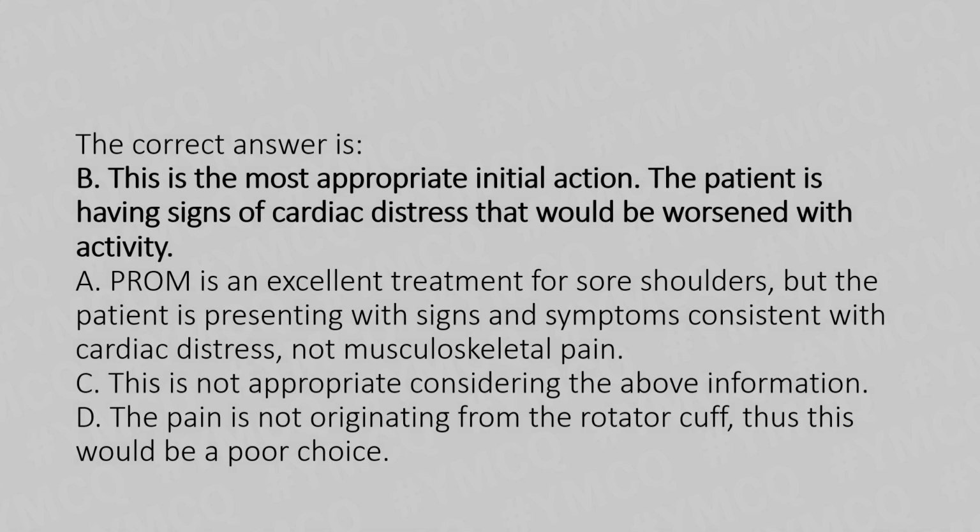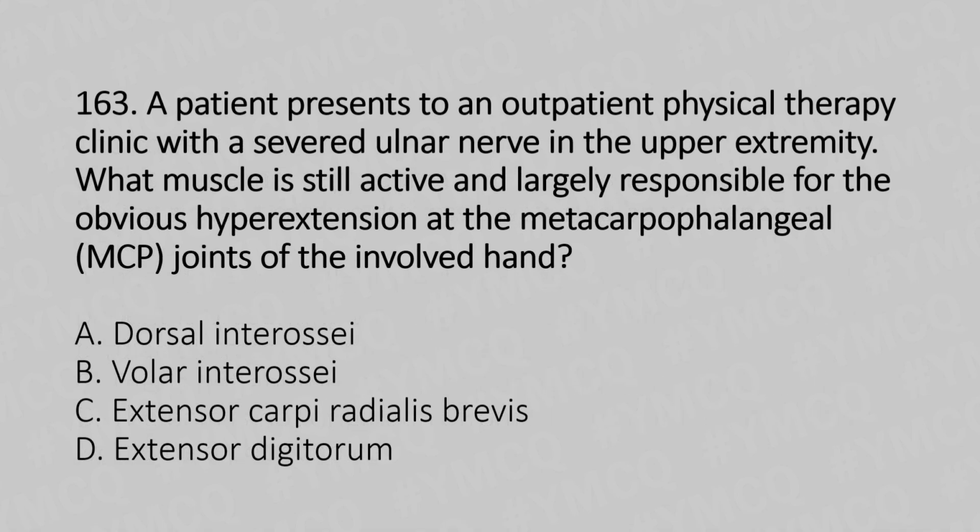Now let's move to question number 163. A patient presents to outpatient physical therapy clinic with severed ulnar nerve in the upper extremity. What muscle is still active and largely responsible for obvious hyperextension of the metacarpophalangeal joint, that's MCP joint, of the involved hand? Option A, dorsal interossei.